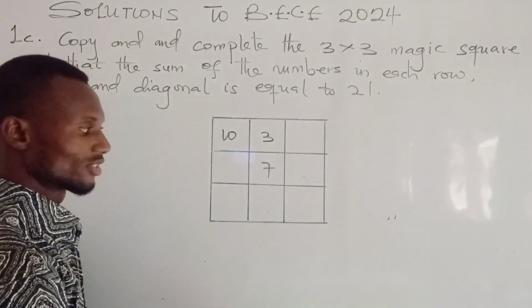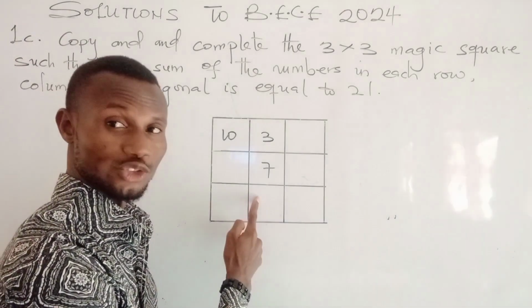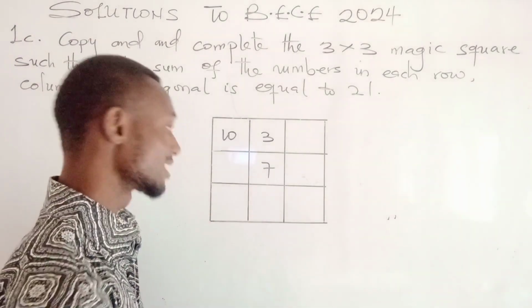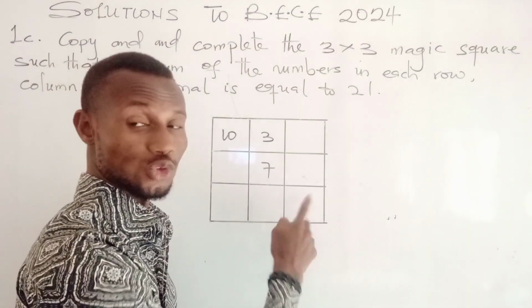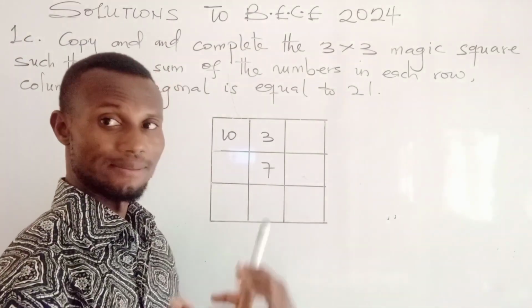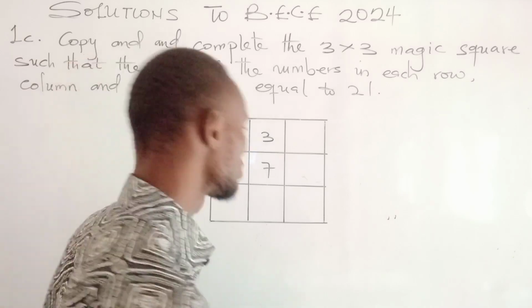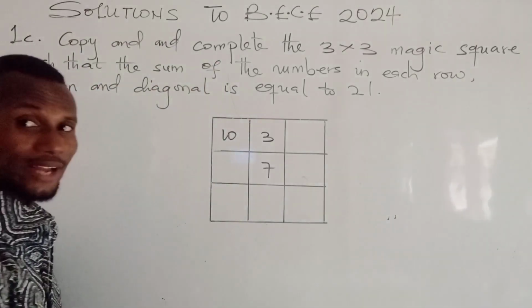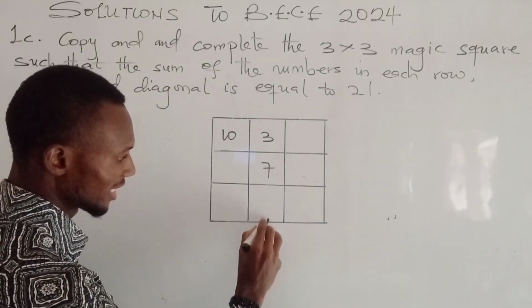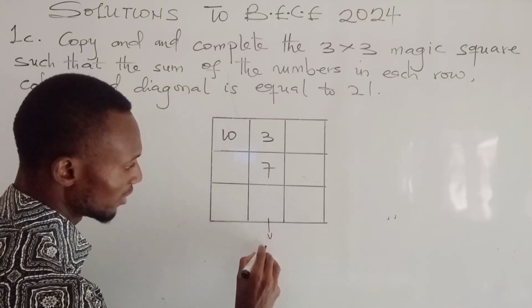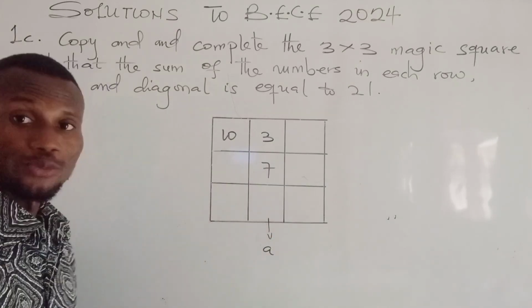So I'm going to start by finding the value which is supposed to be here. Someone can also start by finding the value which is supposed to be here. We will get the same answer. I hope you agree with me up to this point. So I don't know the value which is here, so let me represent it by a variable. Let me say A.